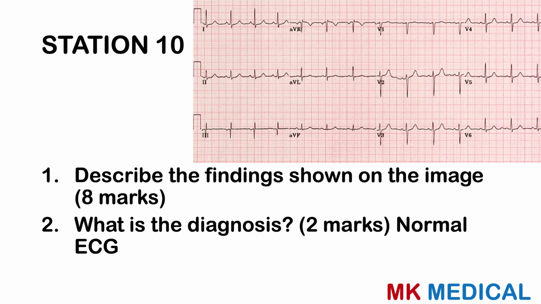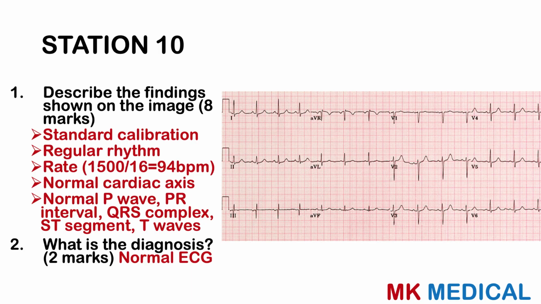Station 10, which is the last station, another ECG. Describe the findings shown on the image. What is the diagnosis? I've already given you the diagnosis. It's a normal ECG. But really, I wanted to emphasize that sometimes on the exam, they do bring you normal ECGs, and we often see a lot of strange things from candidates, even when you bring them a normal ECG.